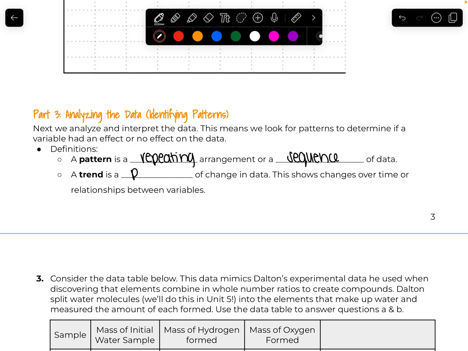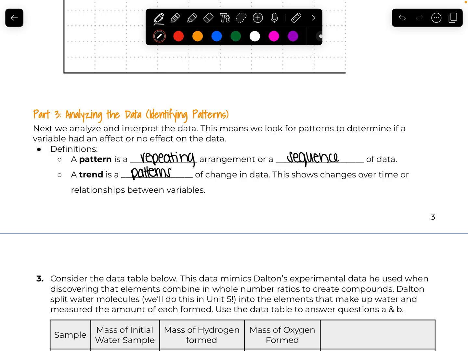Trends are patterns of change in your data. So this is why they're called trend lines, right? It's more about how your data is changing over time, or what the relationship is between two variables, independent and dependent, as measured on a graph.